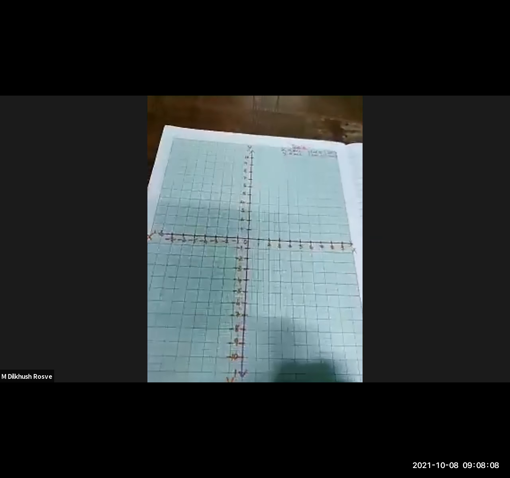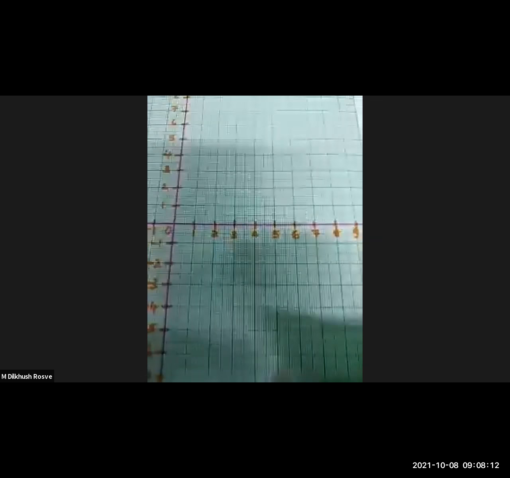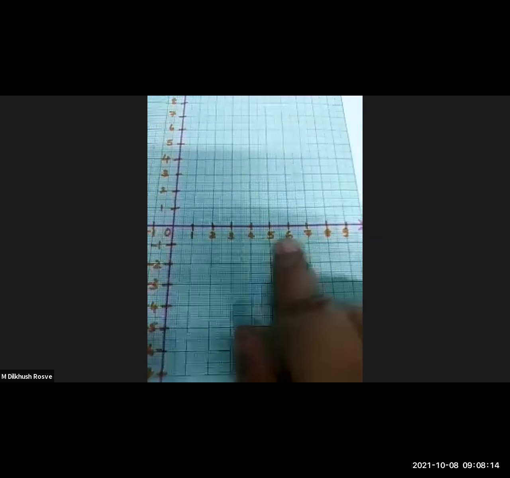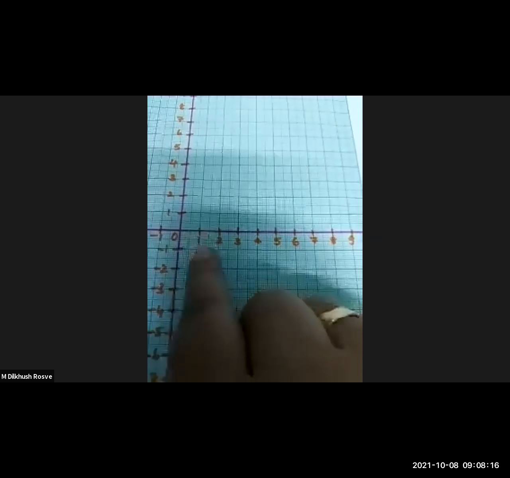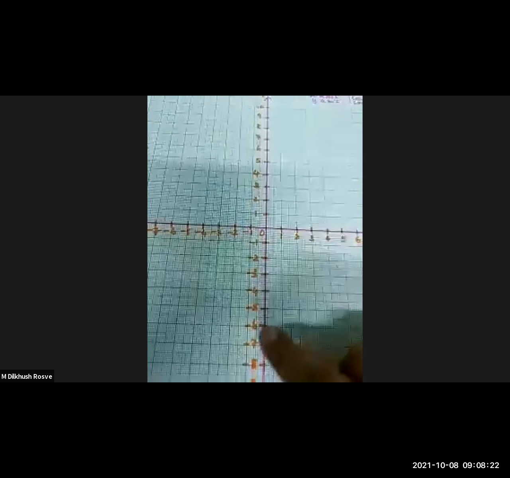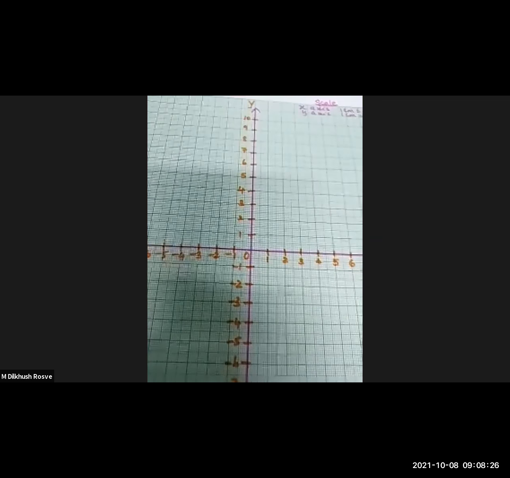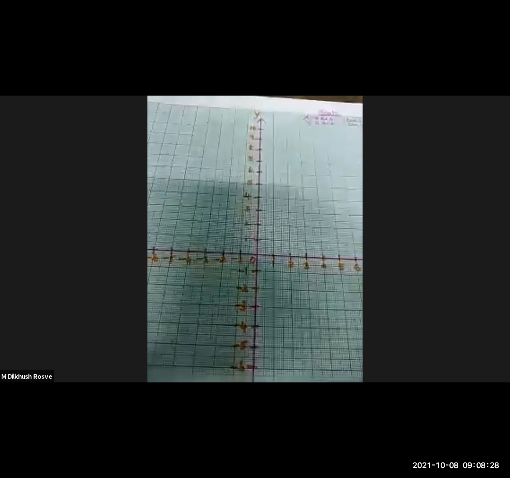So I have drawn here the X axis, that means X, X dash, and Y, Y dash. And I have marked the values also. See 1, 2, 3, 4. So it's from the 0. From the middle, you have to start like this side. And here minus 1, minus 2, minus 3. And from here down, it is minus. And above, you can mark here plus. Is it clear, children? So now what are we going to do?